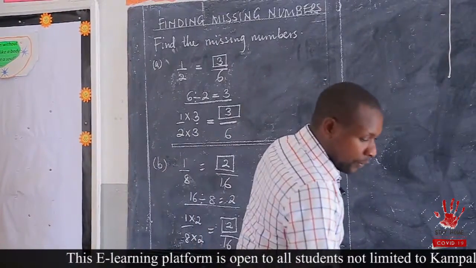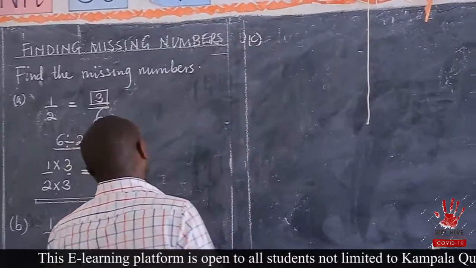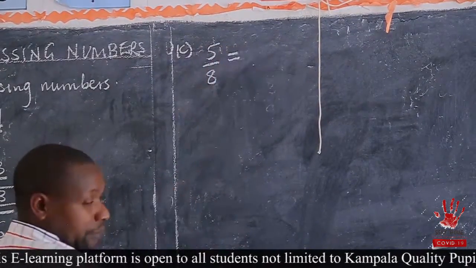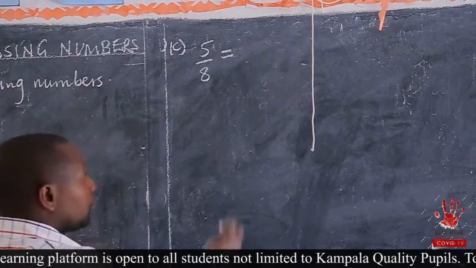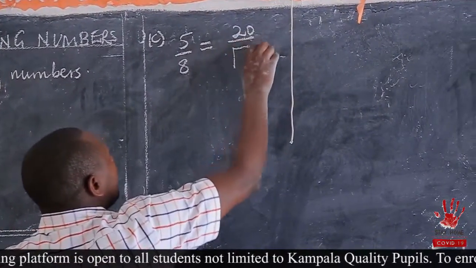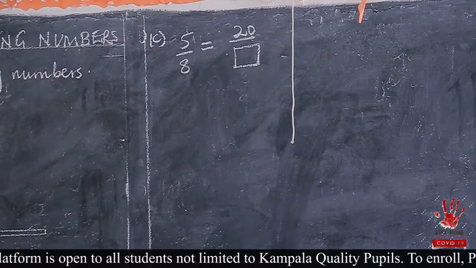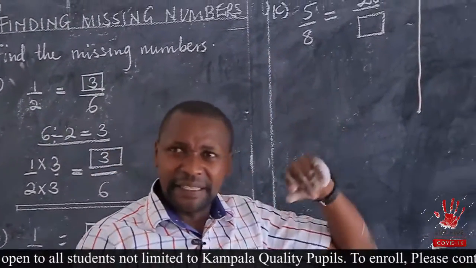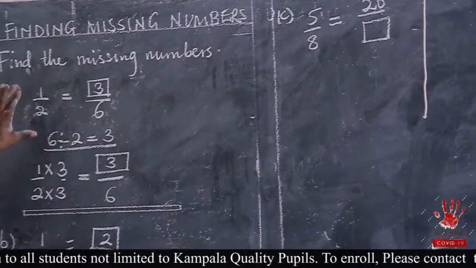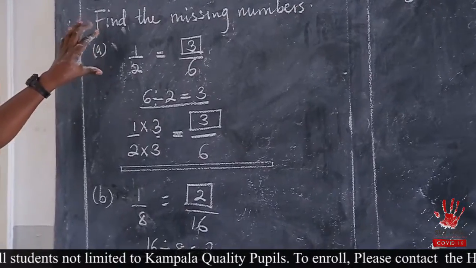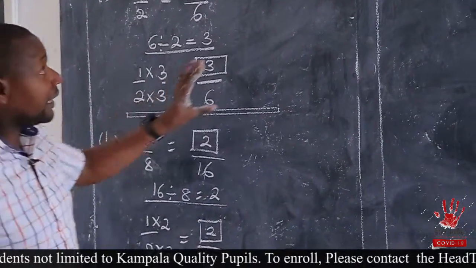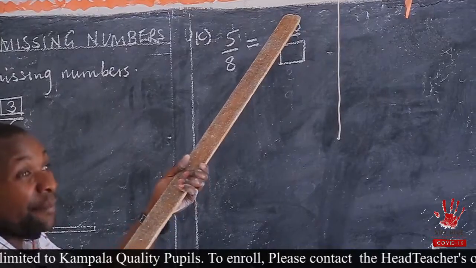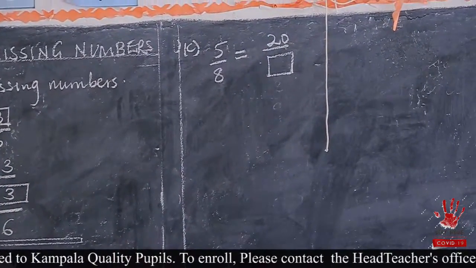The next we have is example part C. We have 5/8 is equal to 20 out of the missing number. I want you to notice the difference between the first two examples and the third one. Do you observe any change? The way our question, example A, example B, and now example C. You'll find that the other time we have been looking for the missing numerator, but now we are looking for the missing denominator.